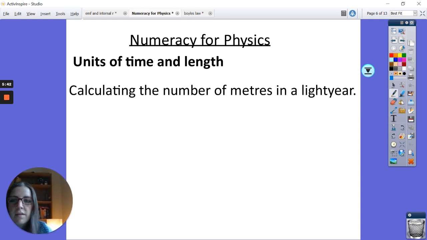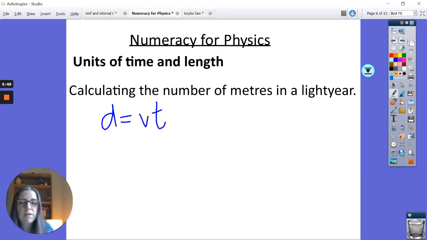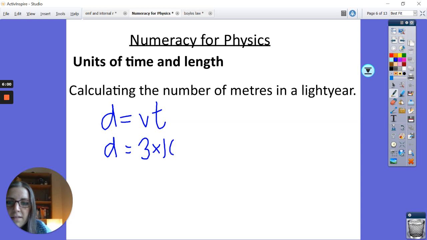So the formula that will help us work this out is distance is speed times time. So if we want to know how far light travels in a year, we can use the speed of light and that time of a year to work it out. So substituting in, distance is speed. The speed of light is 3 times 10 to the power 8 metres per second. But because it's per second, I need to know my time in seconds. Light travels 3 times 10 to the power 8 metres in a second. We want to scale that up to see how far would it go in a full year.